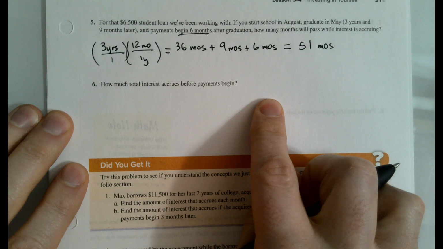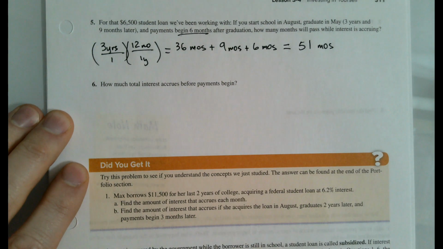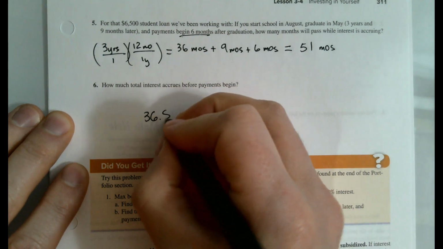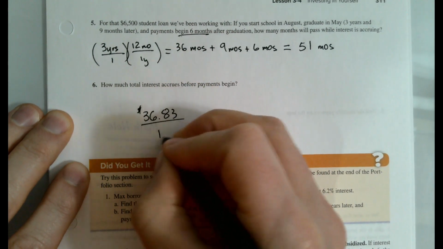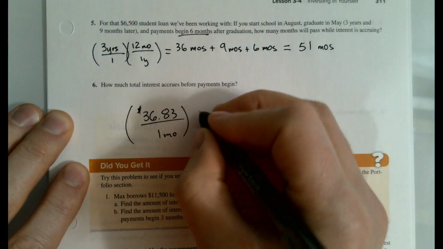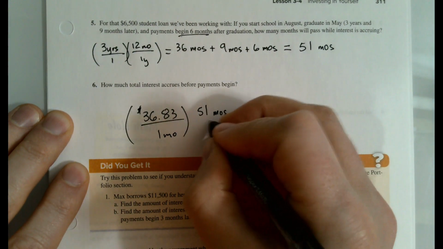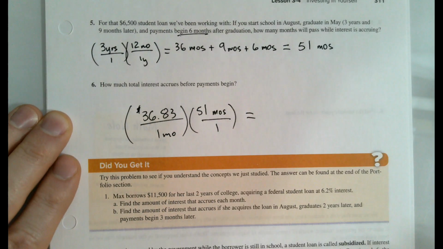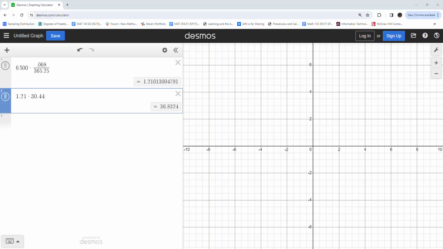So how much simple interest would have accrued while you were in school? Well, that's the $36.83 per month times these 51 months. That's going to give us the total amount that would be added to what we owe once we begin repaying this loan. It ends up being $1,878.33.